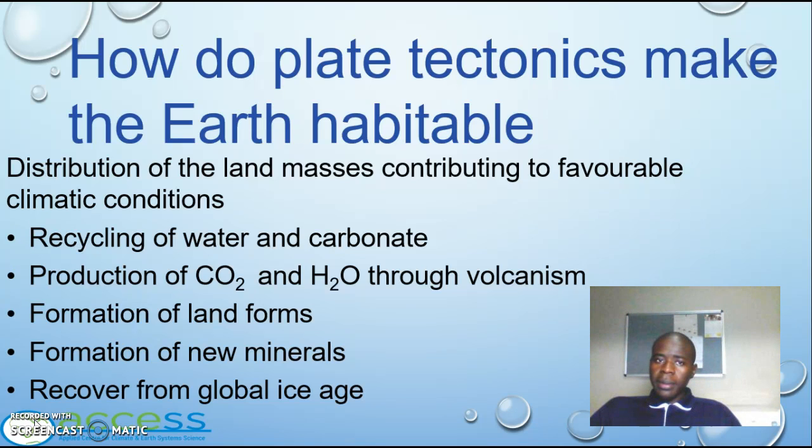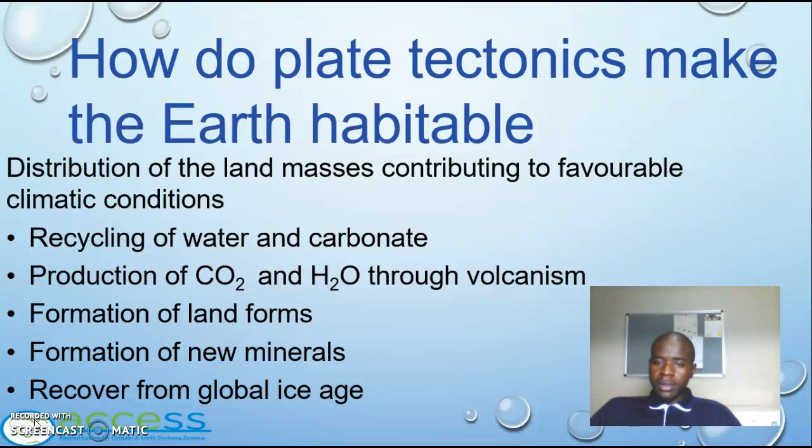How do plate tectonics make Earth habitable? Distribution of land mass, recycling of water and carbonates. The carbonates that are beneath or on the floor of the oceans are transported to the upper surfaces when the plates move. Production of CO2 and H2O through volcanism is when activities such as volcanoes take place. Earthquakes also contribute to such events.